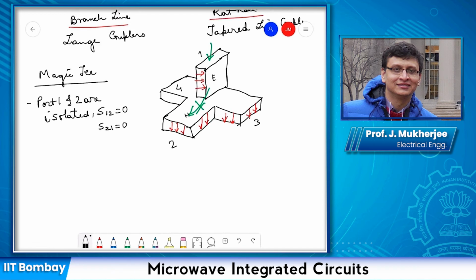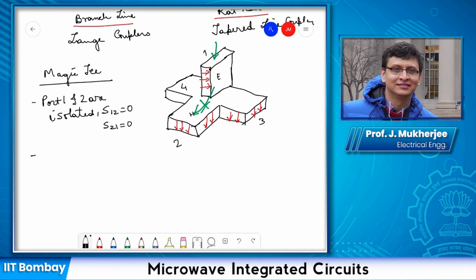Then we have, considering the E plane T part, S41 will be equal to minus S31, and then similarly considering the H plane T part, we'll have S42 equal to S32, 1 by root 2.